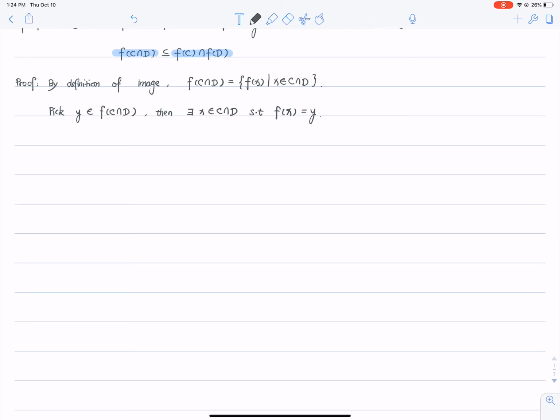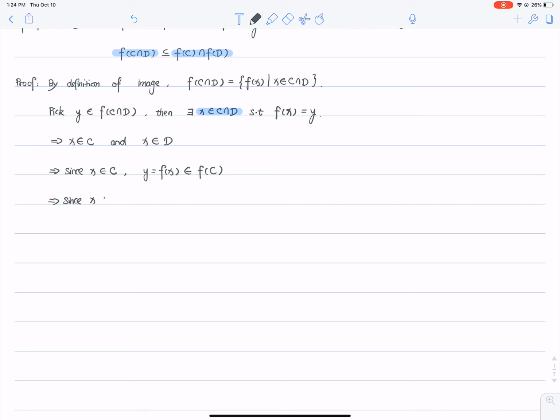Okay, now what you have is x is an element of C intersect D, so we can open that up. This implies x is an element of C and x is an element of D. Alright, based on this, since x is an element of C, we have y equals f(x). Then y would be an element of f(C). Okay, this is by the definition of image. Same for D.